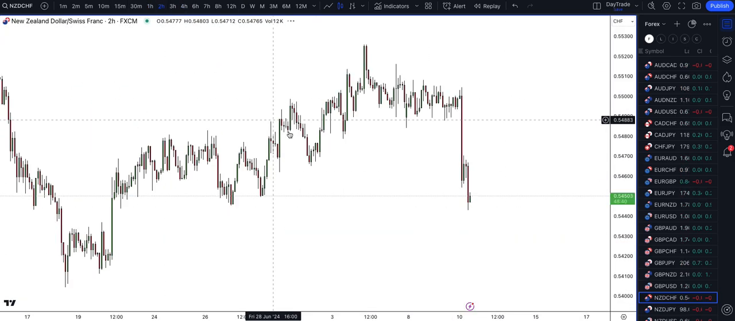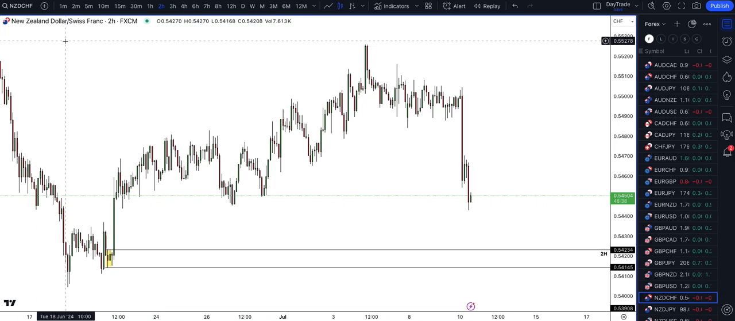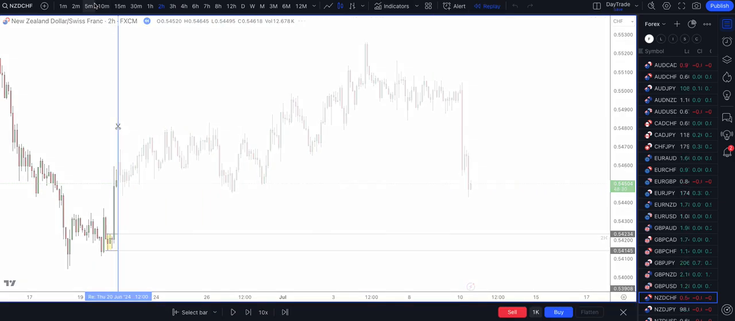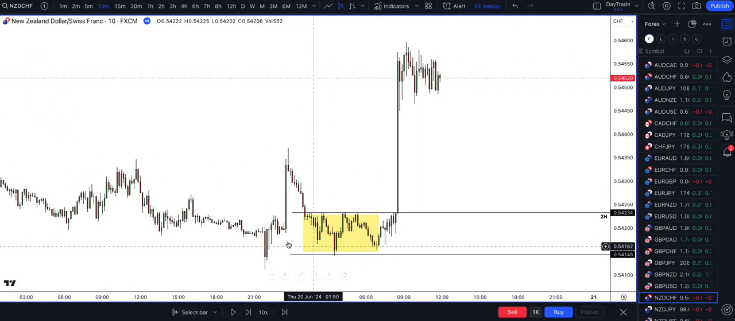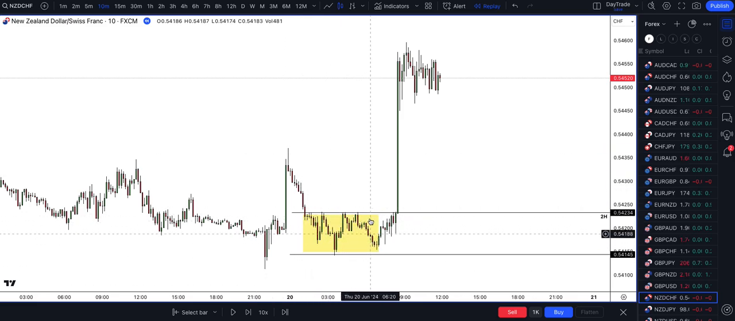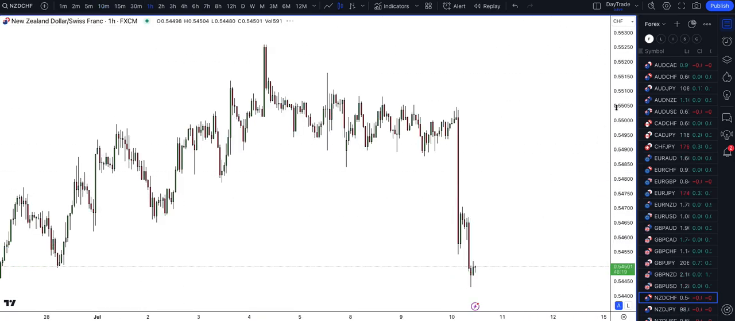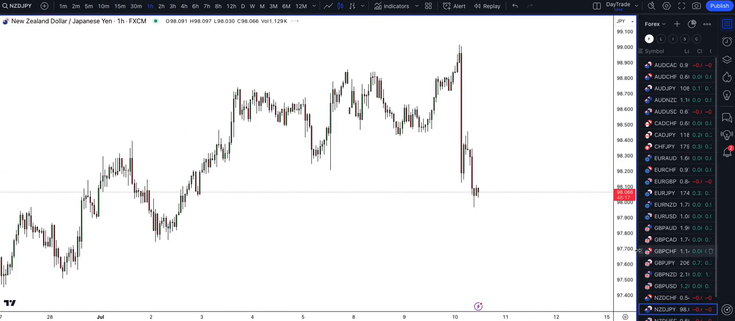So this 2 hour zone on NZD Swiss, it's a good one to probably take. I can go and show as well how price has moved away from it for 2 hours. It's got dropped, based, really nice distribution, and then boosted out of it. These are not foolproof though, like this could easily just sink all the way through it.